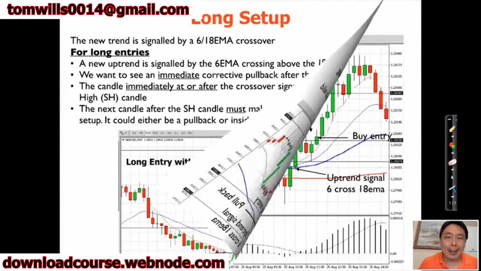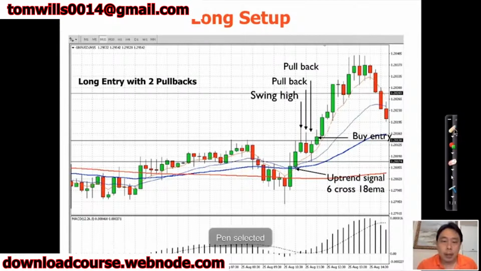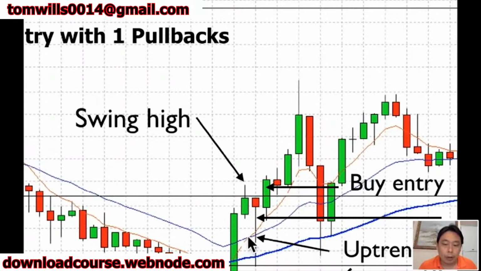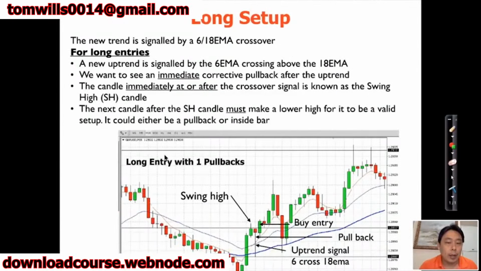All right. So let's take a look at another example. Okay. So in this example, we have got a long entry with 2 pullbacks before we enter the trade. Now, again, recall that in the previous example, we had 1 pullback. Right at the cross, we had a swing high, we had 1 pullback candle, and then the next candle went higher than the high of the pullback candle, hence triggering our buy order and getting us into the trade. So in this case, it was 1 pullback for this entry.